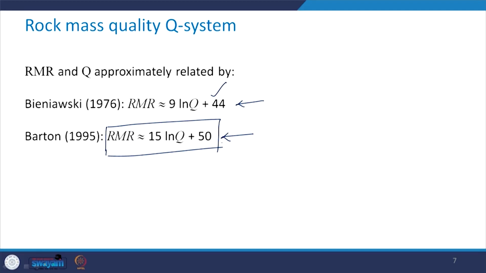There are a few cases where you will be able to get the value of RMR but not Q, and subsequently you may need Q, but you already have RMR with you. So, you can use these expressions in order to get either quantity from the other, like RMR can be obtained from Q and Q can be obtained from RMR.